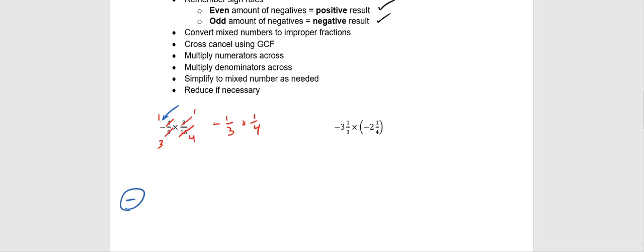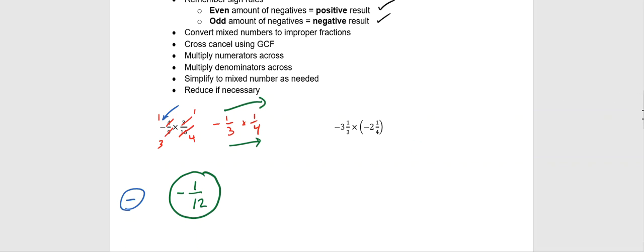So this is a lot easier for us to focus on, or to do the math on, because the numbers are so much smaller. And now all that we're left with is multiplying our numerators across. 1 times 1 is 1. Our denominators across, 3 times 4 is 12. And then just don't forget, we made note that the answer would be negative by counting the signs. So our answer is negative 1/12.